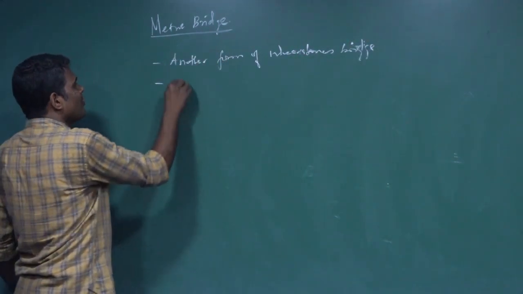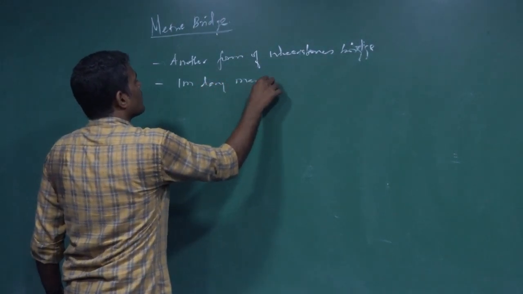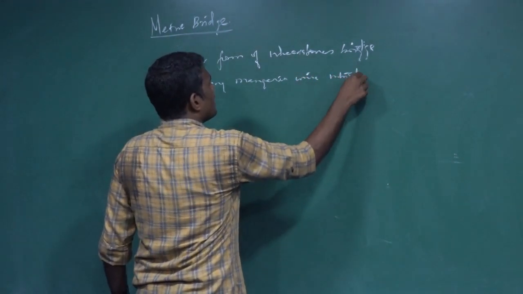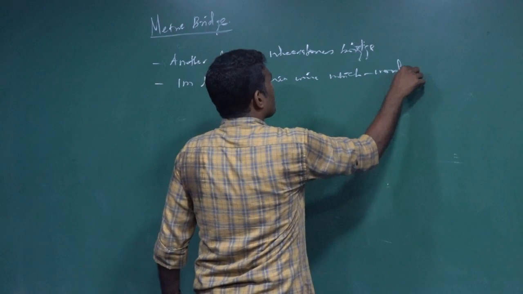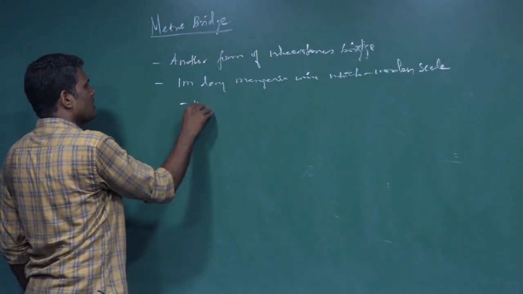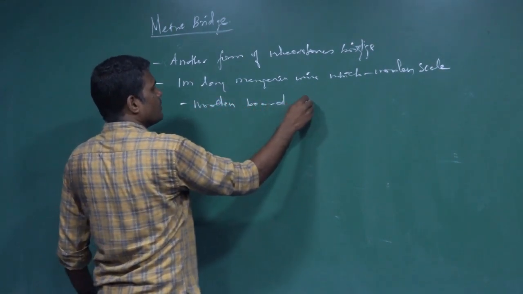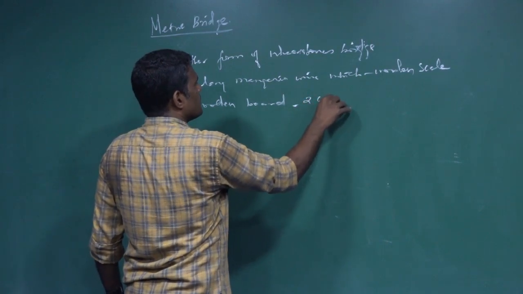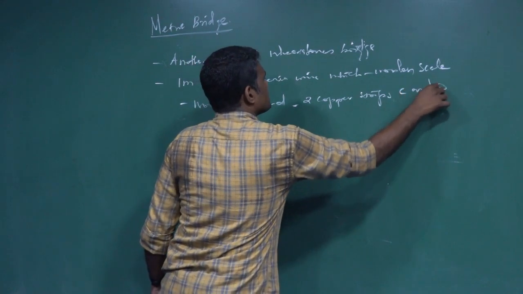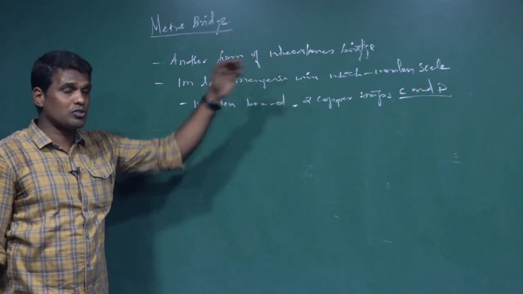It consists of 1 meter long manganese wire, which is stretched along with a wooden scale, and it is fixed on a wooden board between two copper strips C and D. Meter bridge is another form of Wheatstone's bridge.